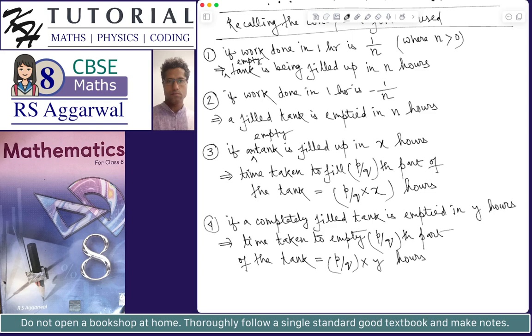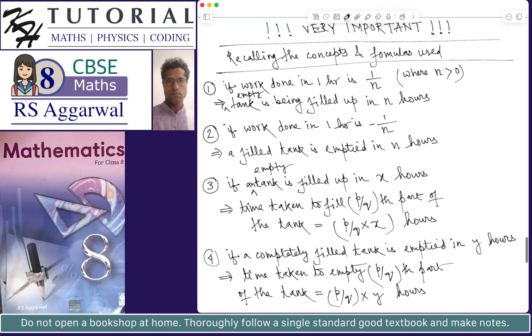I think these are the main concepts that are thoroughly used and applied. Also, if there are multiple taps or pipes working, then the work done by all of them in 1 hour is the sum of the work done in 1 hour by the individual pipes. So these are the main concepts.